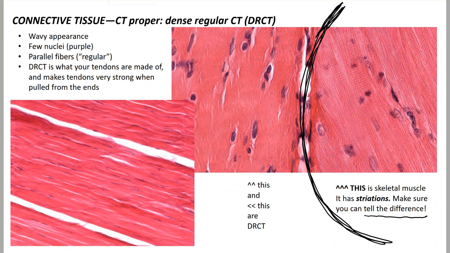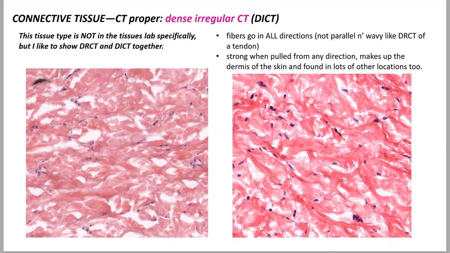Dense connective tissue is generally made of big collagen fibers. That's the main type of fiber that you would see in this tissue type. Now, it's not specifically on your lab report, but I want to talk a little bit about DICT, or dense irregular connective tissue. Again, I highlight it's not in your lab report, but I think it's a really good contrast. So this is dense irregular connective tissue, these two pictures, and you can kind of see, let me get a better color so you can really contrast.